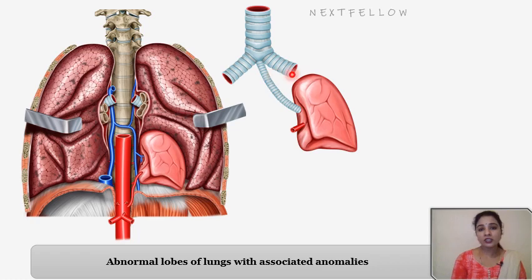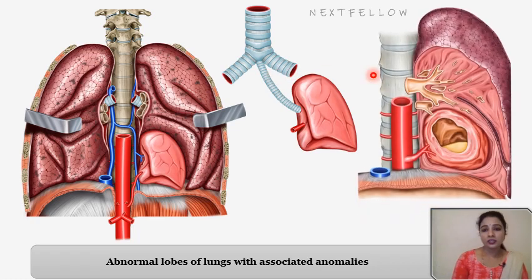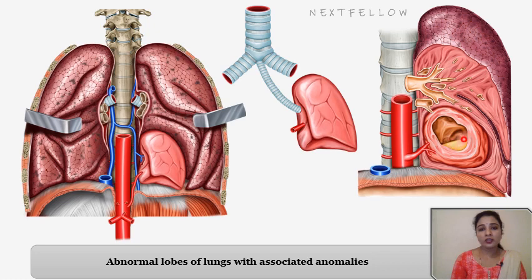Intralobar sequestration with cavitation. The third image is with cavitation. The arterial supply is directly from the thoracic or the abdominal aorta, and the venous return is to the pulmonary veins. So these are the 3 images explaining the abnormal lobes and their associated anomalies.